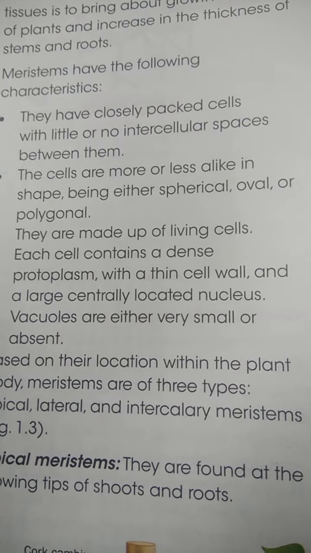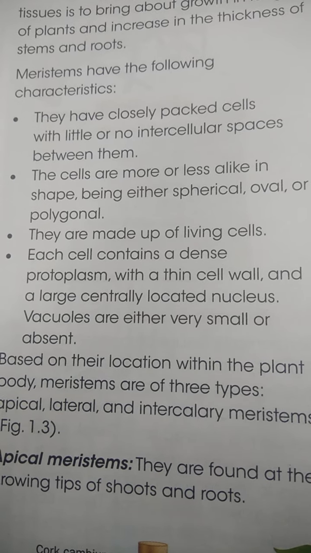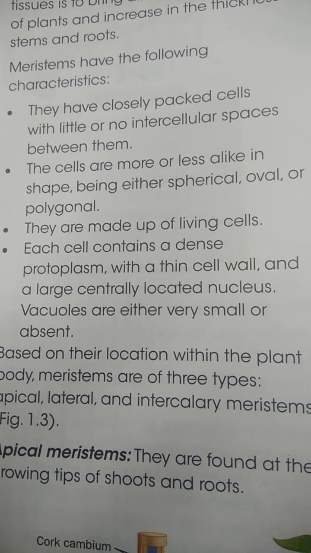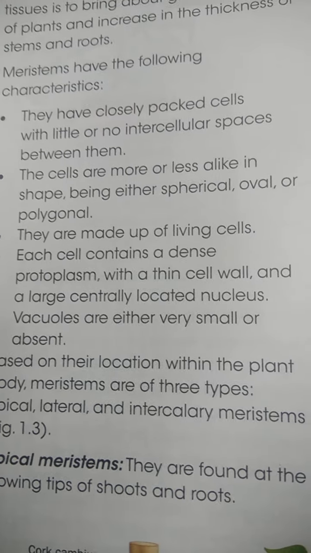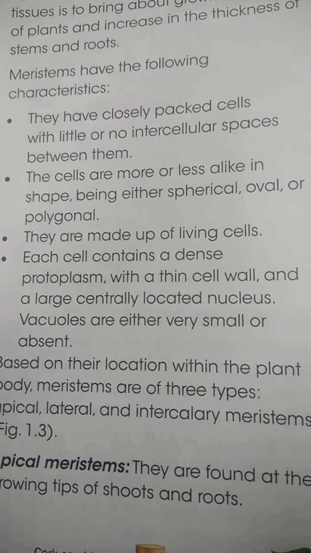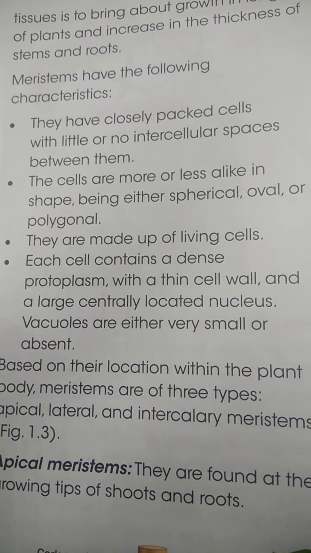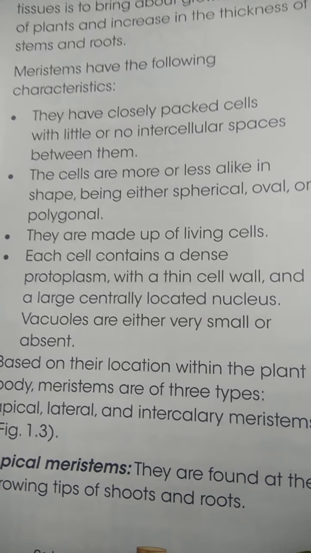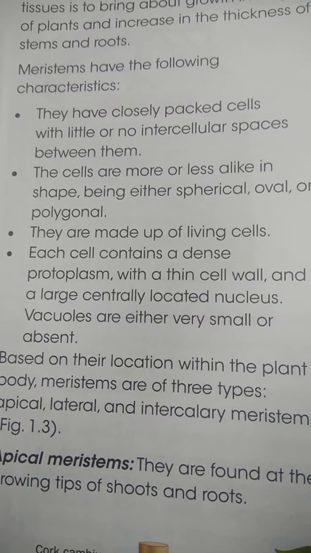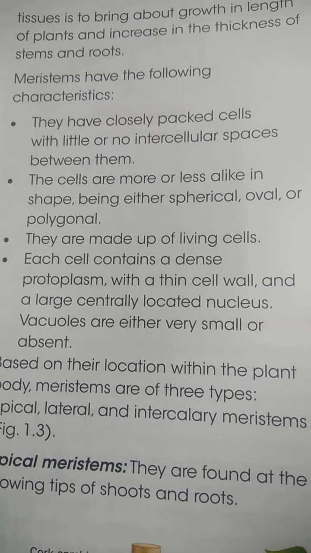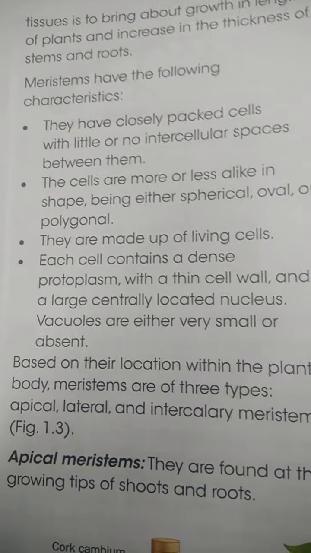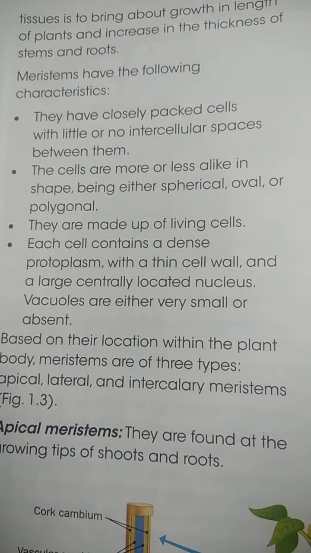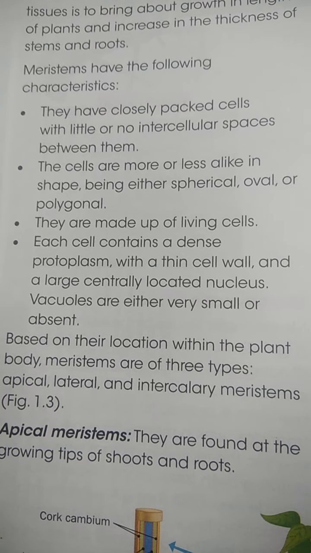So dense cytoplasm is there along with the nucleus, with a thin cell wall and a large, centrally located nucleus. The large nucleus is located in the center, and vacuoles are either very small or absent. So here in the meristematic cells, the vacuoles are absent, or if they are present, then they are small in size.